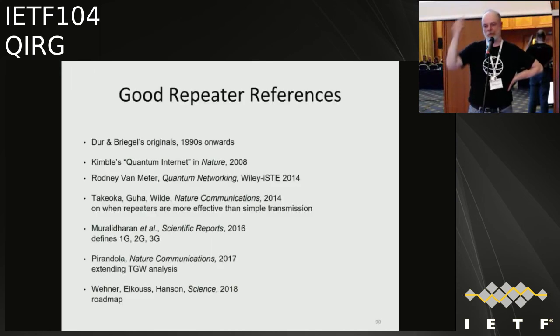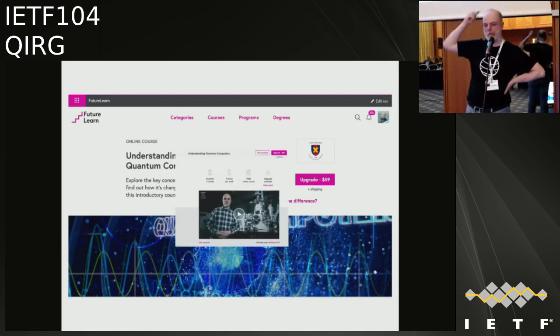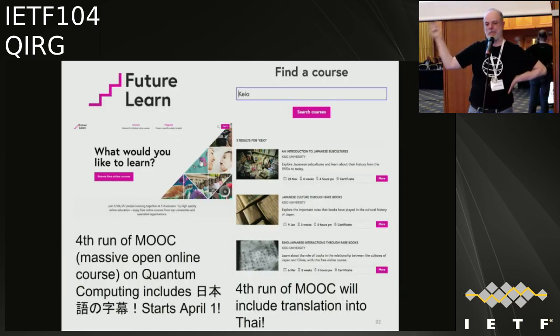All right, so just some good repeater references. We've already talked about some of these. There's the list for what you want. If you want to learn more about the basics of quantum computing, I have an online course, a MOOC called Understanding Quantum Computers, and the next run of that starts April 1st, next Monday. The course is free unless you want the certificate, and you probably don't. It's originally in English, but we have subtitles in Japanese and Thai. And if anybody wants to translate it into other languages, we would be happy to have that done as well.